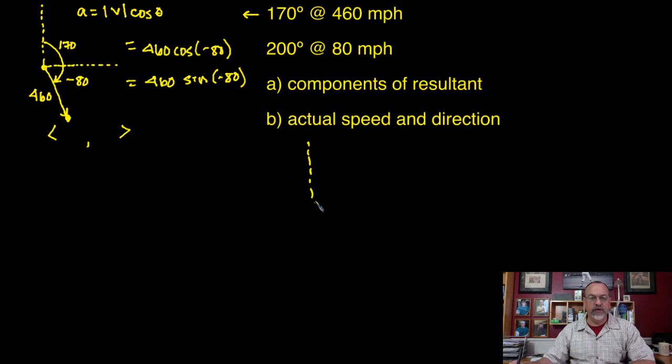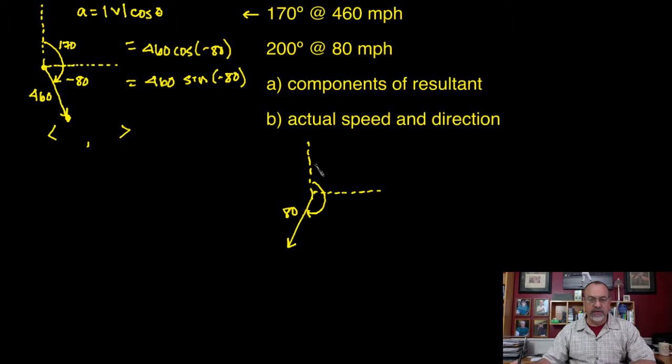If this is north, 200 degrees would be about over here, because 180 is half a circle, and then this would be 20 more. And the length of that would be 80. And again, if I want to use the vector, I need to use the cosine of the angle. So I'm going to need to figure out what this angle is.